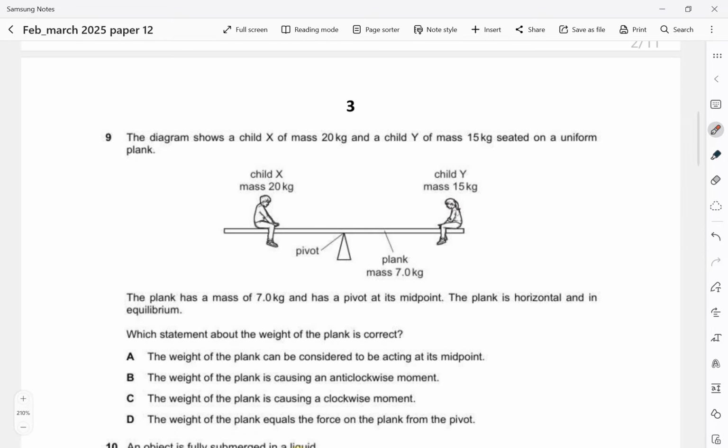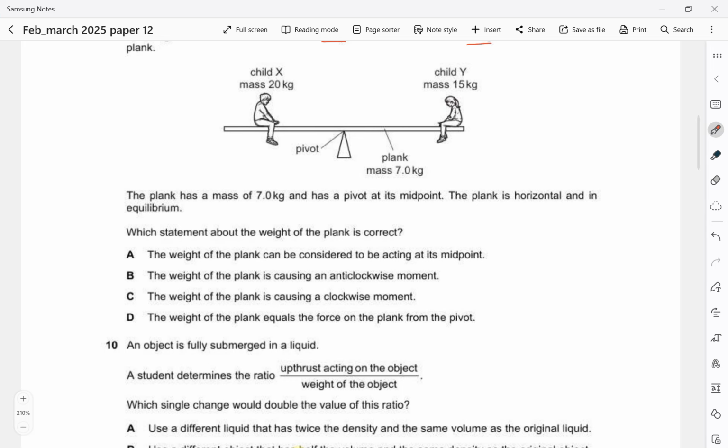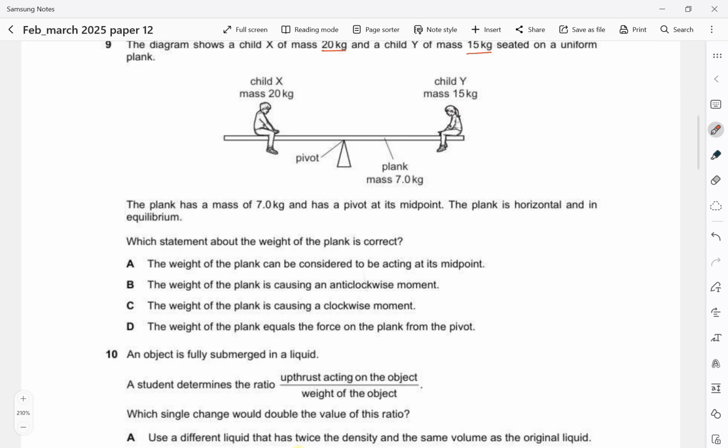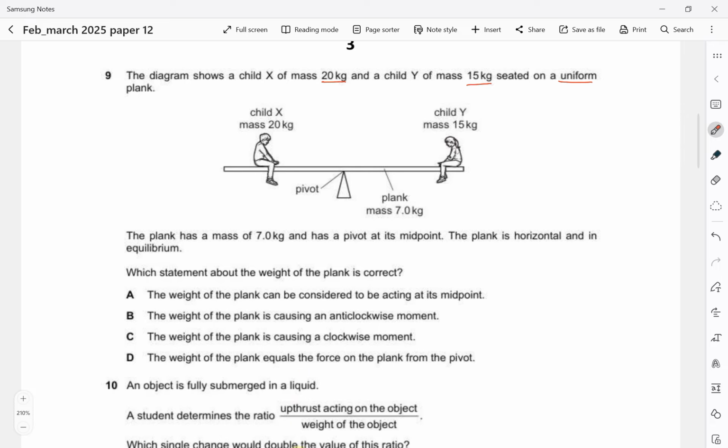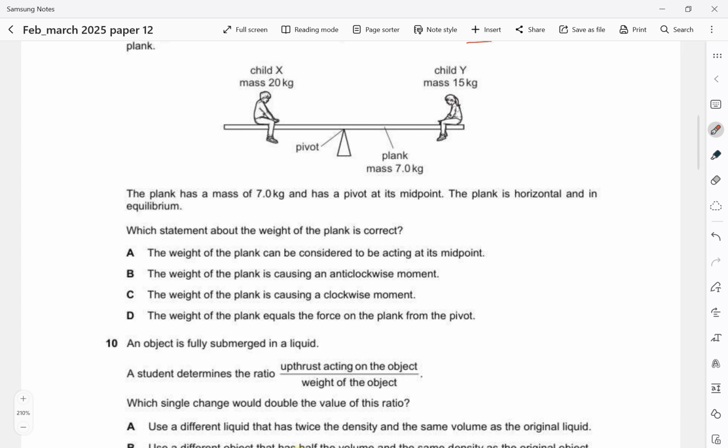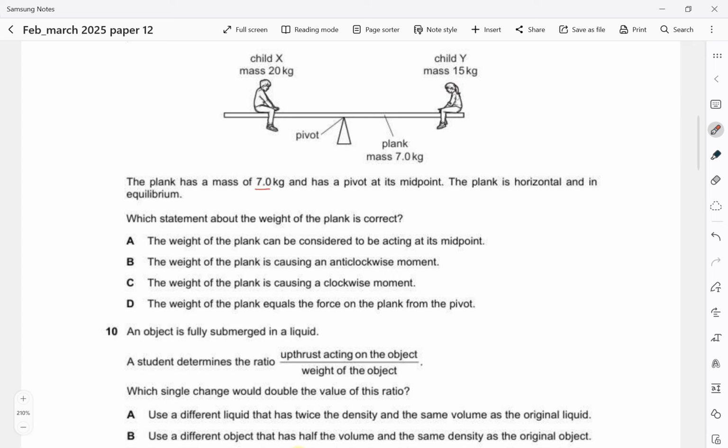The diagram shows a child X of mass 20 kilograms and a child Y of mass 15 kilograms seated on a uniform plank. Because the plank is uniform, we know that the weight of a uniform object acts at the midpoint. The plank has a mass of 7 kilograms and has a pivot at its midpoint. So the weight of the plank is acting here, therefore it will not have any moment.